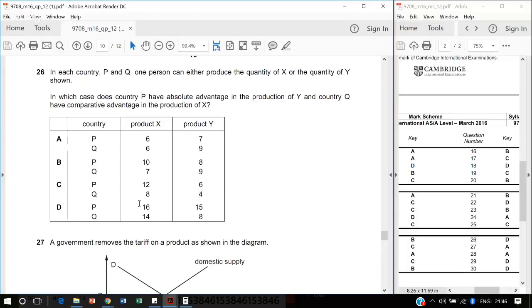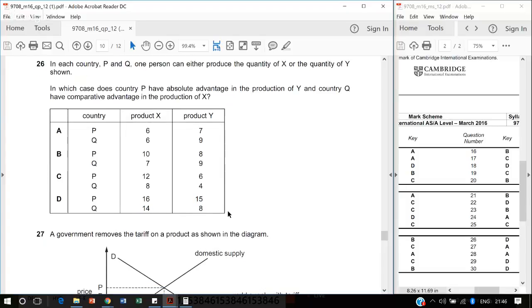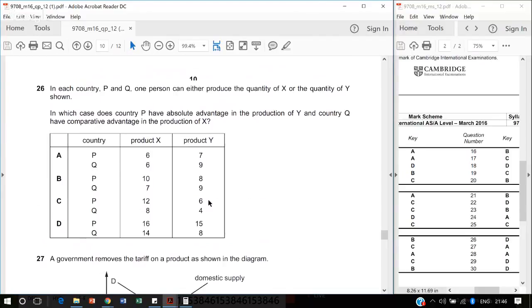Let's check that. Here we see 16, so we see 15 divided by 16 versus 8 divided by 14. So very obviously, 8 divided by 14 is going to be a smaller number than 15 divided by 16. So they have comparative advantage. They have a lower opportunity cost. So 26D.